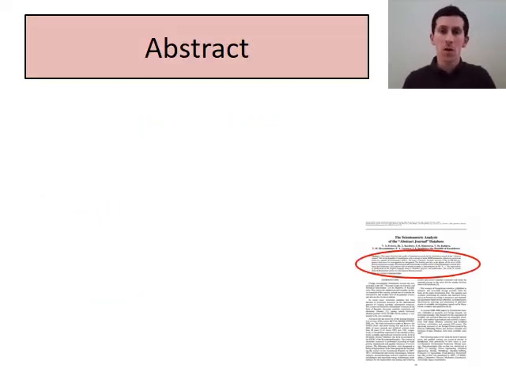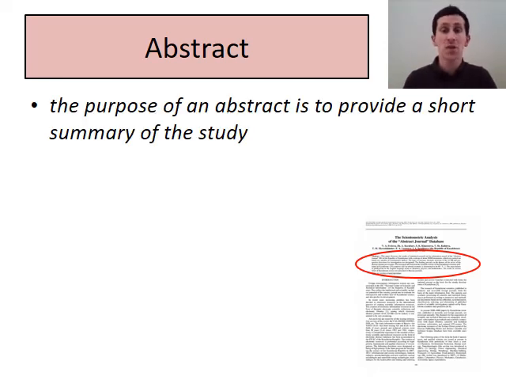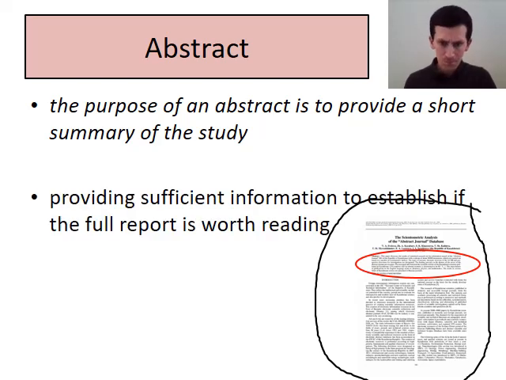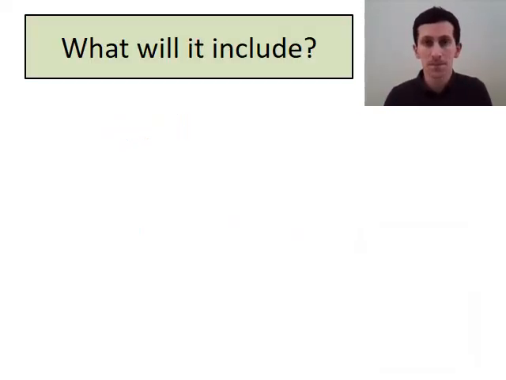So the first part of any journal article or research article would be the abstract. And the abstract is basically a very short summary of the study. You can see in this bottom hand corner over here, you can see the abstract, this tiny part at the very start of the paper. And it's basically there to provide you with sufficient information to establish whether it's worth reading the rest of the report or not. An abstract can include loads and loads of different things.